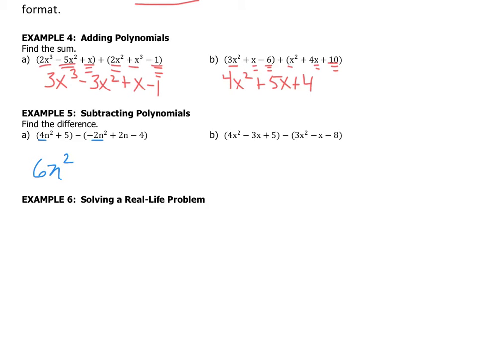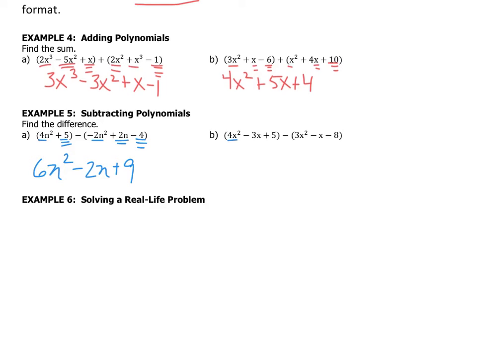Then I look at the n's. I only have one of them, but notice that on the inside it's a plus 2n, but it's minus 2n because of that negative out in front. And then I have the constants, 5 minus negative 4, which really becomes 9. Be really careful on the subtraction ones.